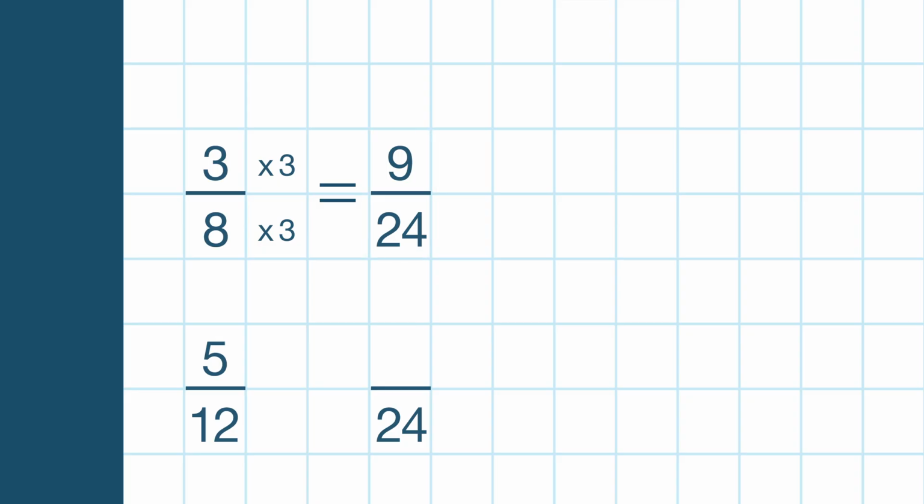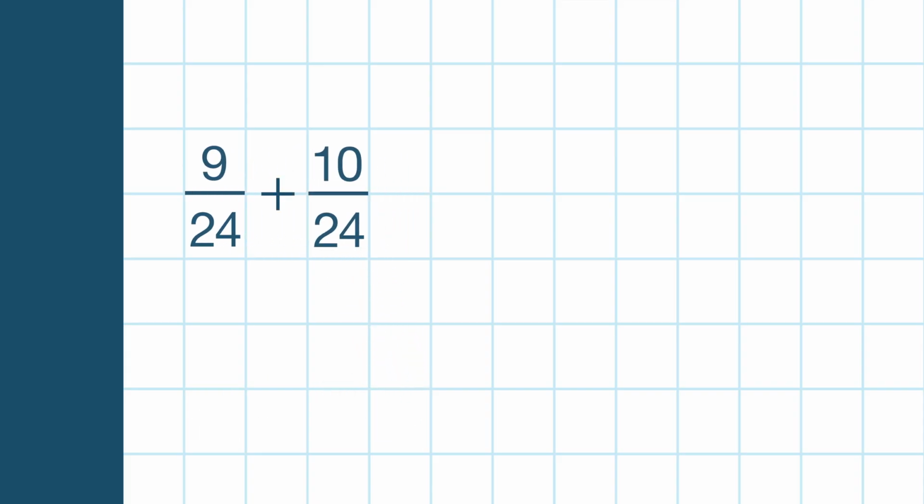Now rewrite 5/12. What do we multiply 12 by to get 24? We multiply by 2. So multiply the numerator by 2 as well. 5 times 2 equals 10. The new fraction is 10/24. Now both fractions have the same denominator, 9/24 and 10/24.